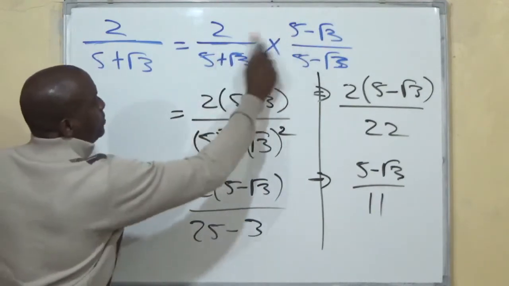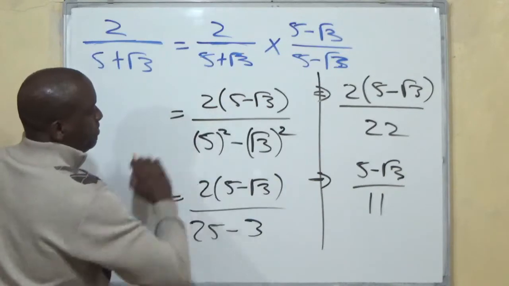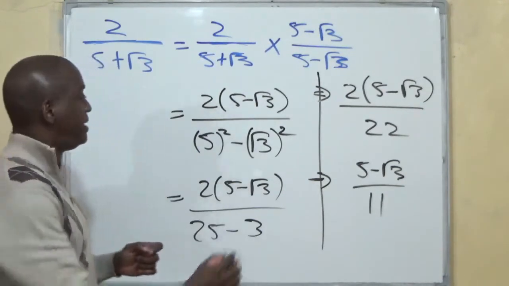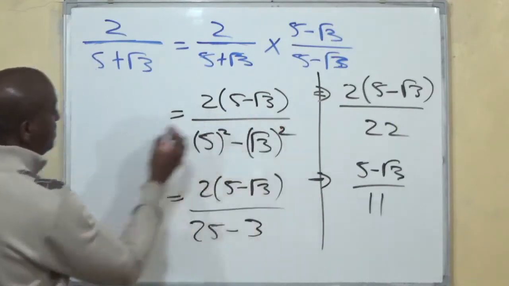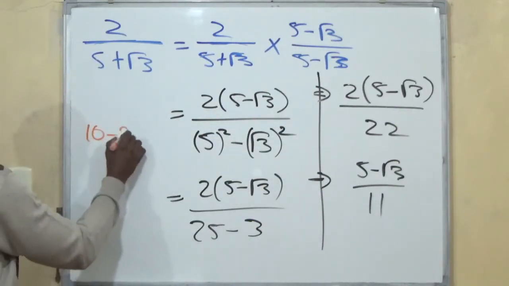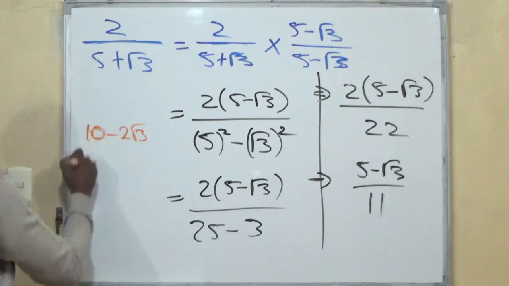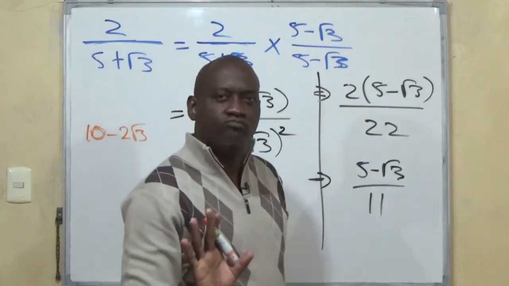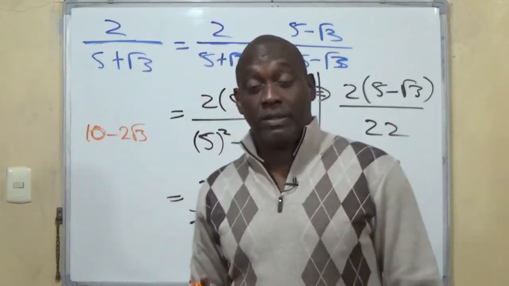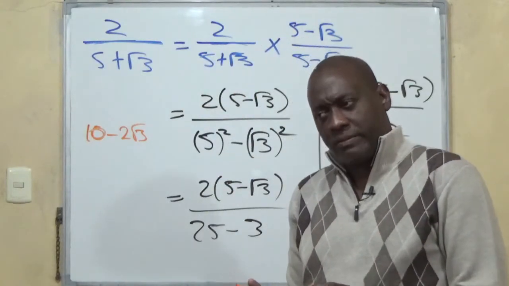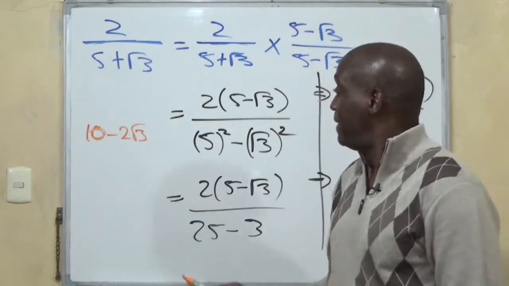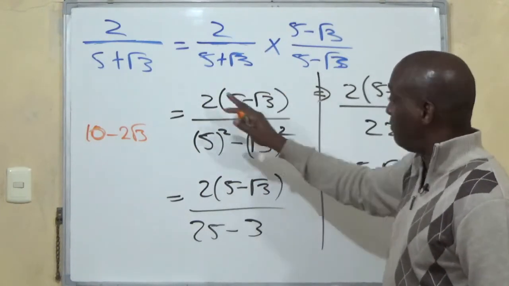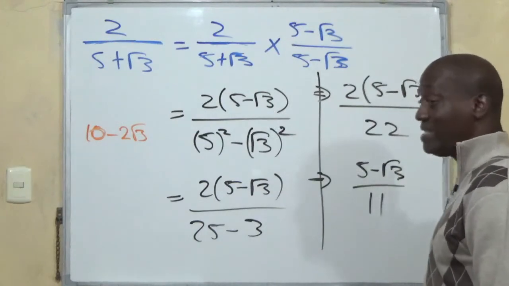You multiply the two numerators and you get 2 into 5 minus root 3. Now, a lot of people, their immediate instinct would be to expand. And from there, you get 10 minus 2 root 3. Right? Don't go there. Right? So in other words, I've given all that little trick. Something to keep in mind. Leave it like this, where you have 2 into 5 minus root 3.